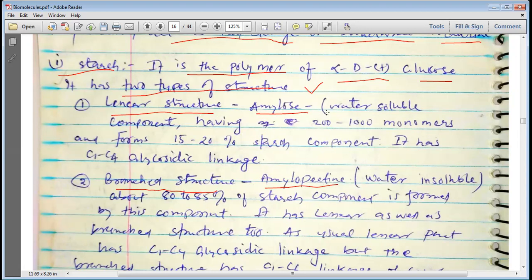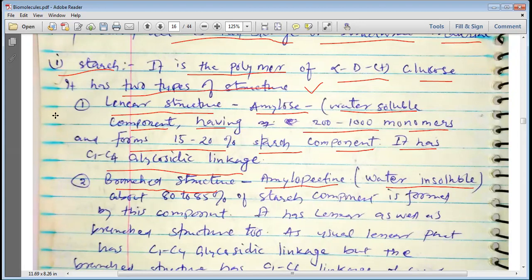The linear structure of starch is water soluble, whereas the branched structure of starch is water insoluble. The linear structure is a component having 200 to 1000 monomers of alpha D glucose and forms 15 to 20% of the starch, and it has C1-C4 glycosidic linkage. So please remember the linear structure, which is known as amylose, is water soluble.